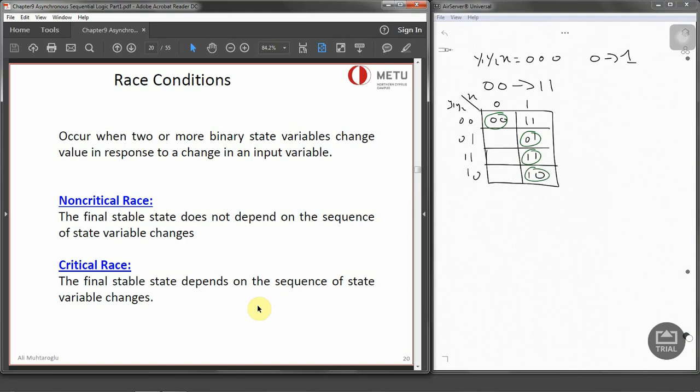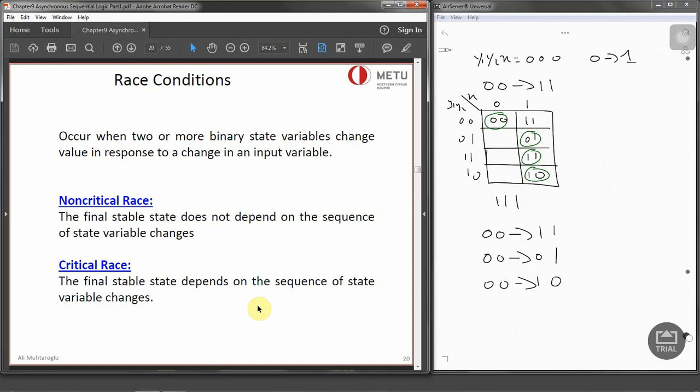If they change simultaneously, the final total stable state is 1, 1, 1. If, because of unequal propagation delay, y2 changes to 1 before y1 does, then the circuit goes to the total stable state 0, 1, 1 and remains. If, however, y1 changes first, the internal state becomes 1, 0 and the circuit will remain in total state 1, 0, 1. And this is a critical race condition. So the possible transitions are 0, 0 to 1, 1, 0, 0 to 0, 1, or 0, 0 to 1, 0. So as you can see, we have different total end states for different conditions.